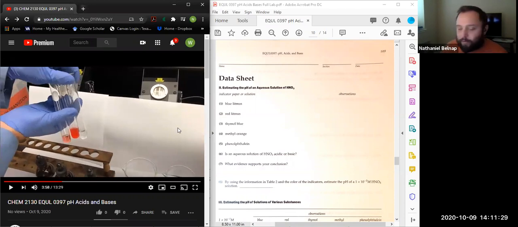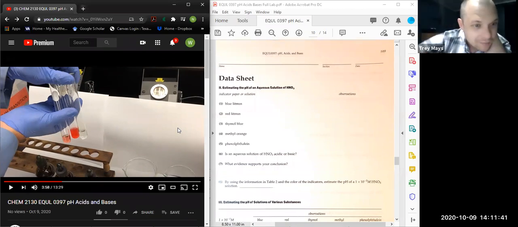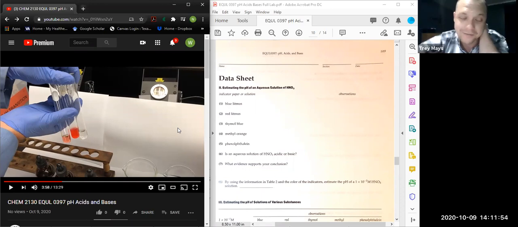Okay, so we have those three. For the thymol blue, what color did it change to? It's red, right? No, it's more of a pinkish. The one on the far left is more of a pinkish color. And the one in the center, that's straight up red, yeah.